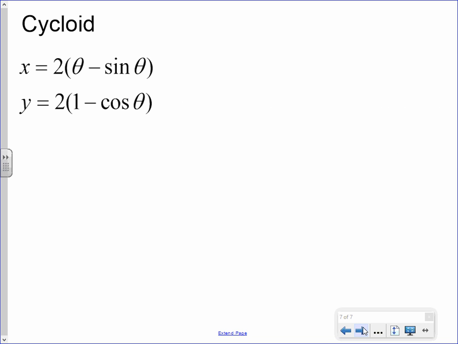Here's our cycloid. x equals 2 times the quantity theta minus sine theta. y equals 2 times the quantity 1 minus cosine theta.